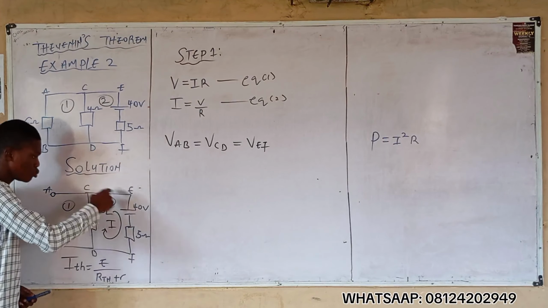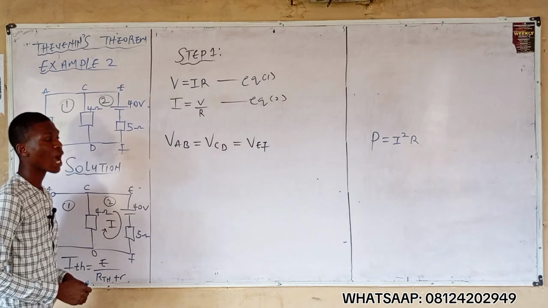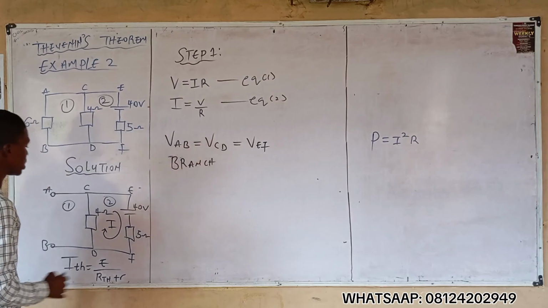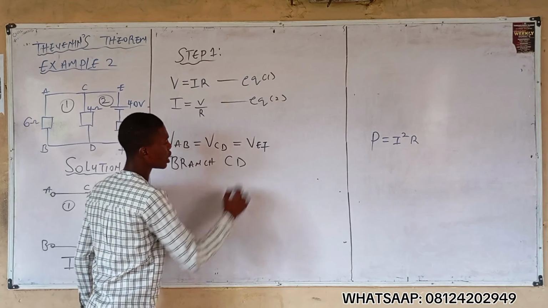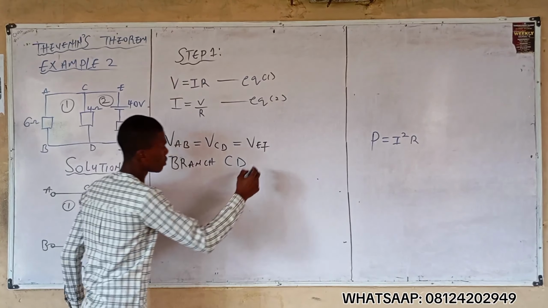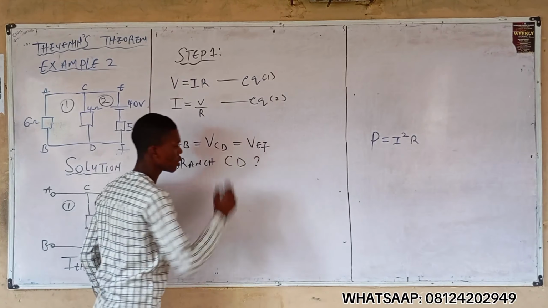Then from equation 1, voltage is equal to IR. For branch CD, I want to know the value of the voltage in branch CD. I'm only having a 4 ohm resistor, and to get voltage simply means the current times the resistance, meaning I have to know the current. So this is a question mark. What you need to do here is to calculate the current flowing through the 4 ohm resistor and the 5 ohm resistor.